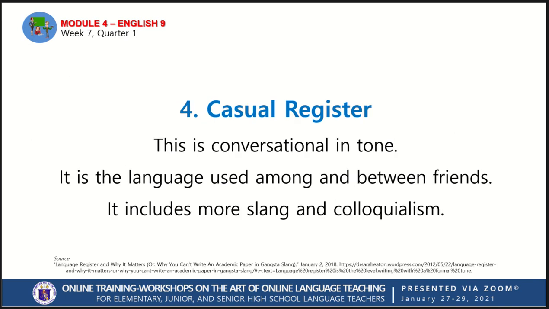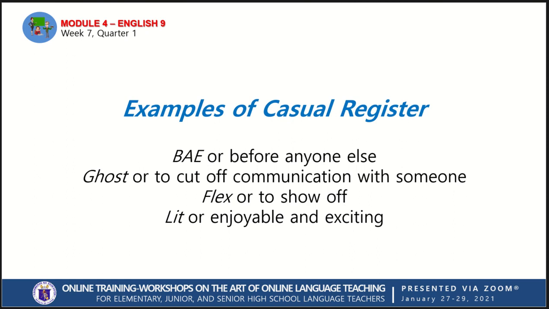The fourth concept of language registers is casual register. This is conversational in tone. It is the language used among and between friends. In this register, words are general and not technical. This register may include more slang and colloquialisms. Some examples are "bae" or "before anyone else," to ghost or to cut off communication with someone, to flex or to show off, and lit, meaning something is enjoyable or exciting.